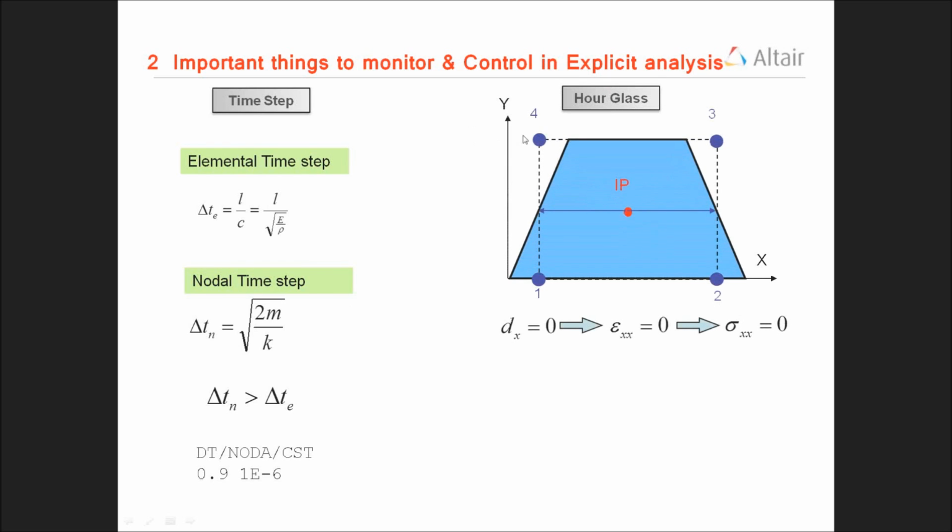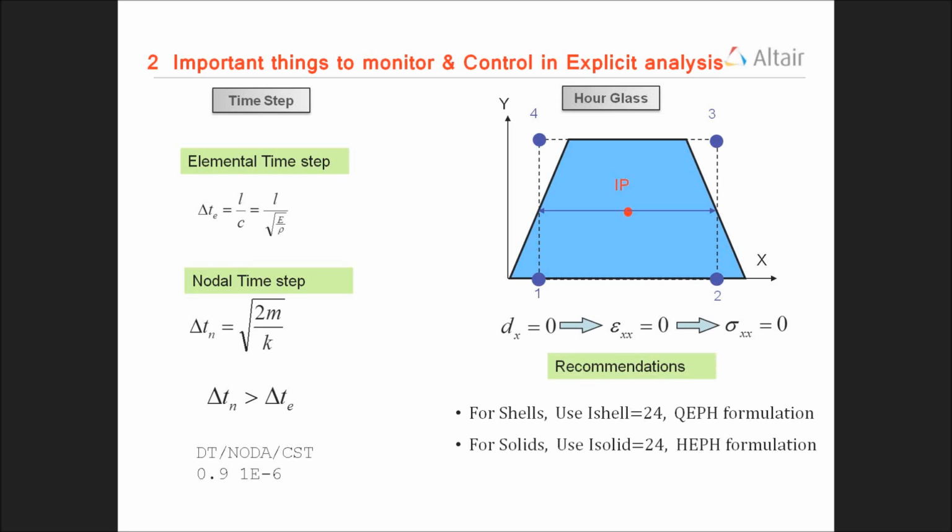And one more thing is hourglass. Hourglass is a phenomenon which we need to control. Again, I'm not explaining what hourglass is, but it is a phenomenon which we need to avoid or control, which occurs in quad and hexa elements. We control that using a better formulation. So here I'm directly giving a solution in terms of formulation. If you're using shell, it is advisable to use the formulation Ishell equal to 24, and if you're using solids, it is advisable to use Isolid equal to 24. These are the recommendations.